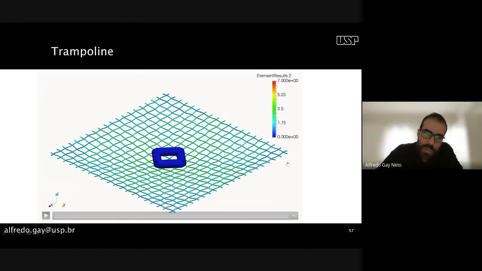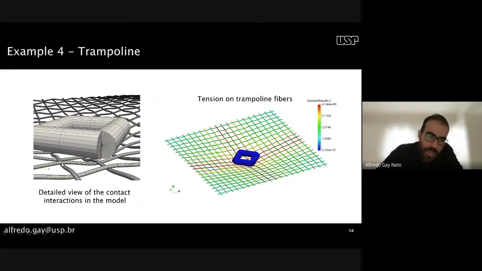So here is an example that shows how complex a model like this can be. You have many contact interactions, actually, in this case I think almost thousands of them. I'm not sure about the number.